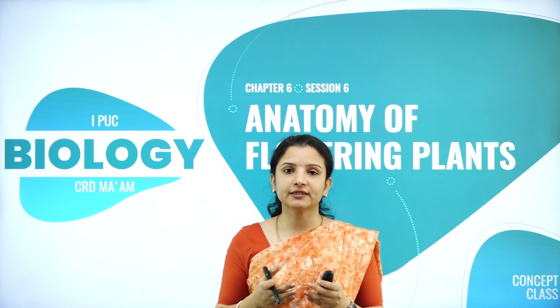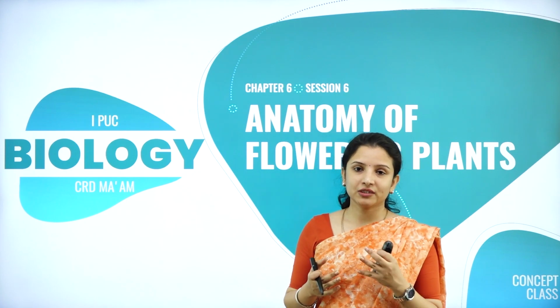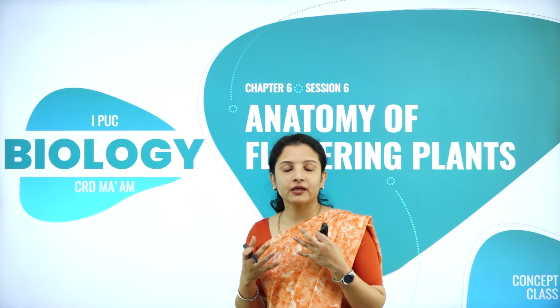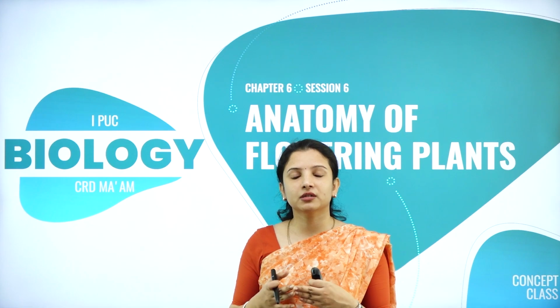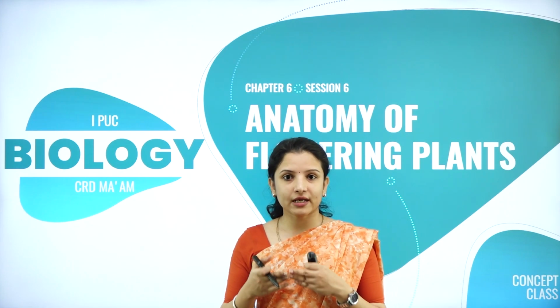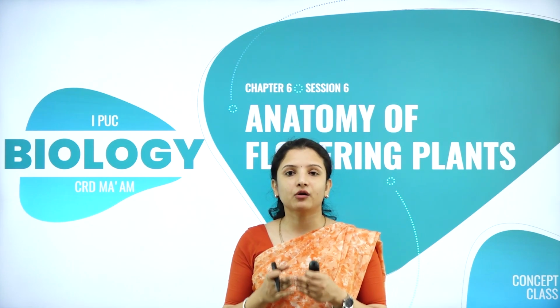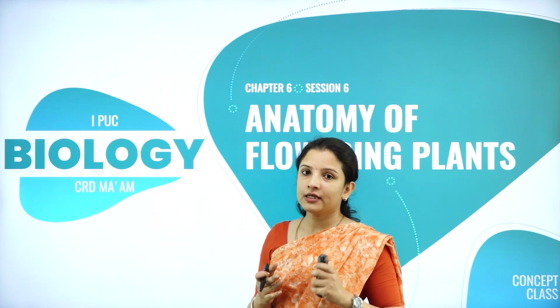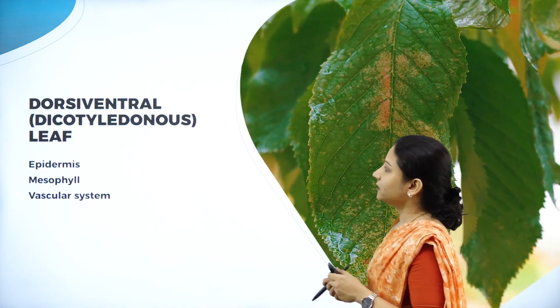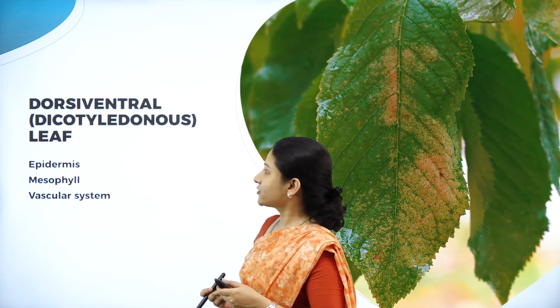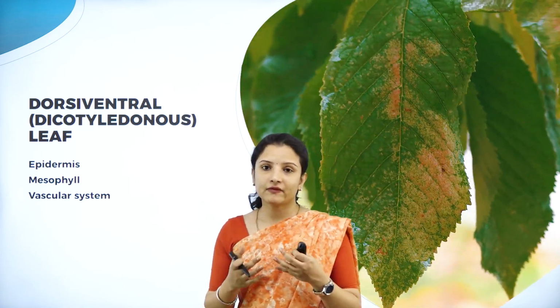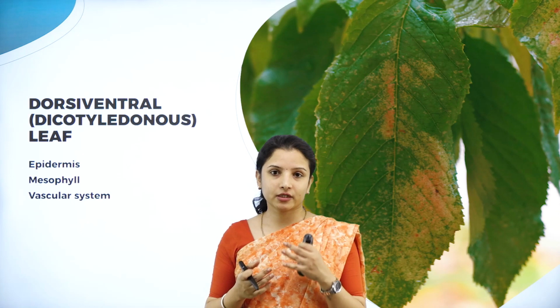So moving on to today's session, we will start with studying about the leaf. In the previous sessions, I have covered the dicot and the monocot root and the stem. So today we will study about the dicot leaf and the monocot leaf. To begin with, we will take a look into the dorsiventral leaf, or the dicotyledonous leaf.